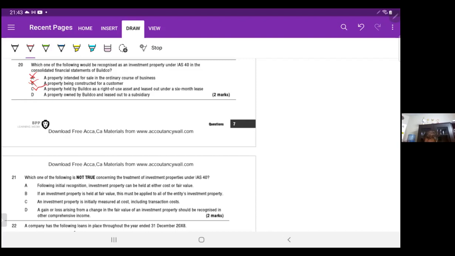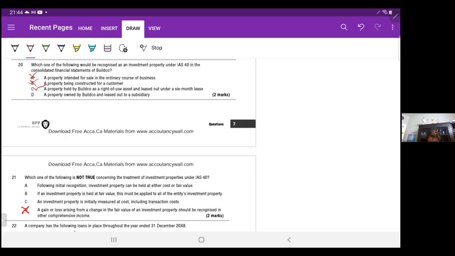Gain or loss arising from a change in fair value of investment property should be recognized in other comprehensive income. No, that's the wrong treatment. A gain or loss arising from a change in fair value of investment property is recognized in profit or loss. The other options are all correct.